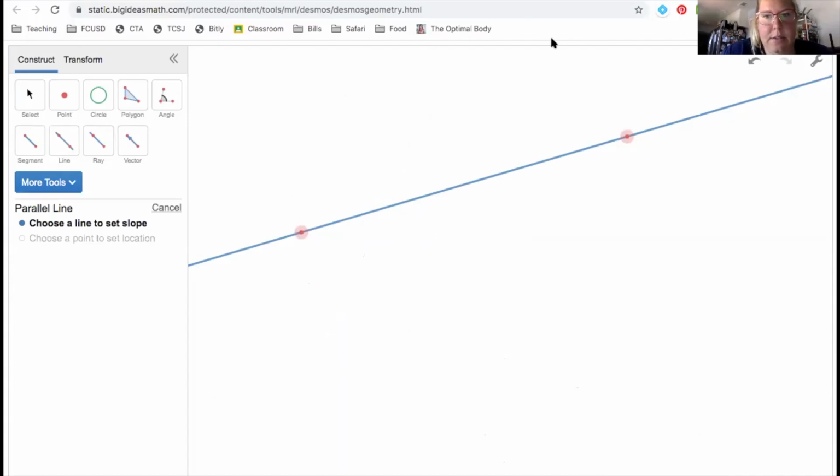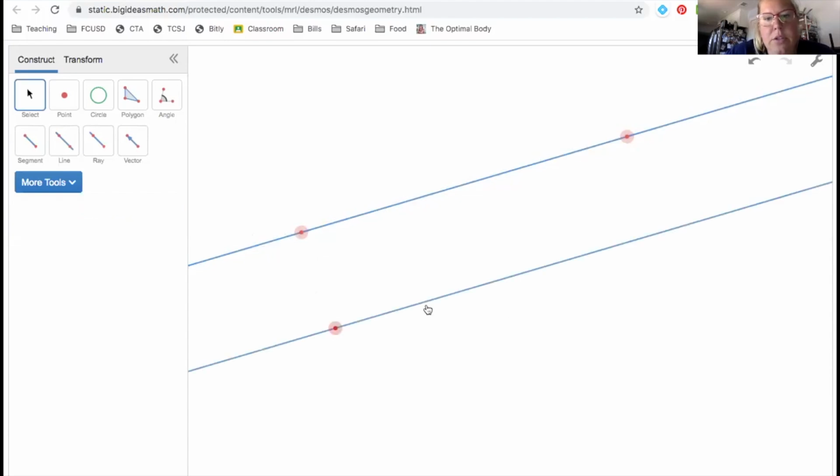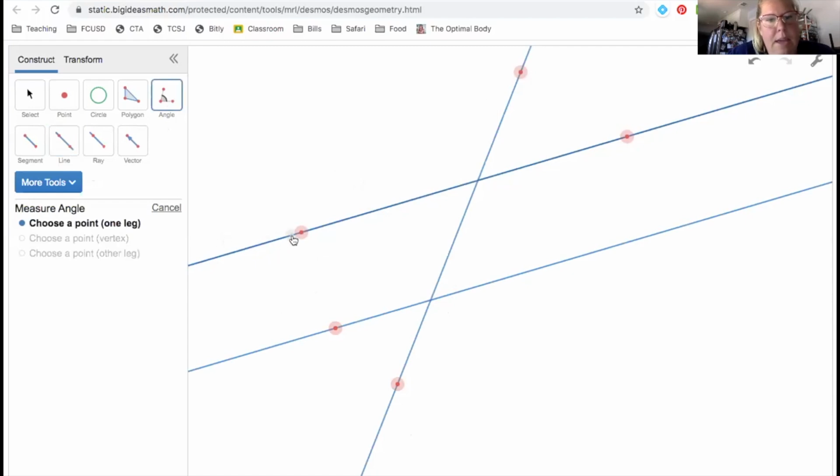So what happens next? Okay, we have a line, and I want to draw a parallel line. So it says choose a line to set the slope. Okay, I chose this line. Now remember, any point can make a line through it that's parallel. Okay, so now I have a parallel line. I'm going to draw another line that is my transversal. Okay, now the book has an example, and I'm going to make my angles here first.